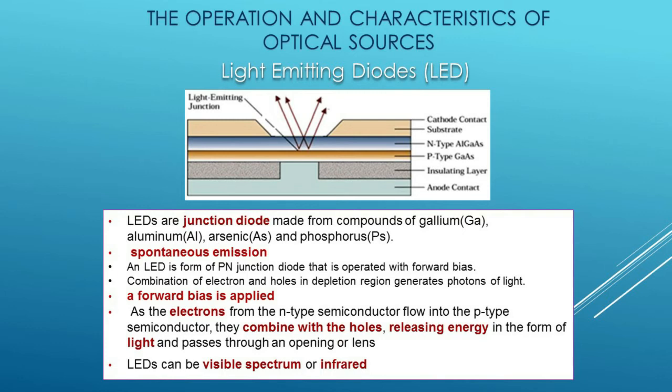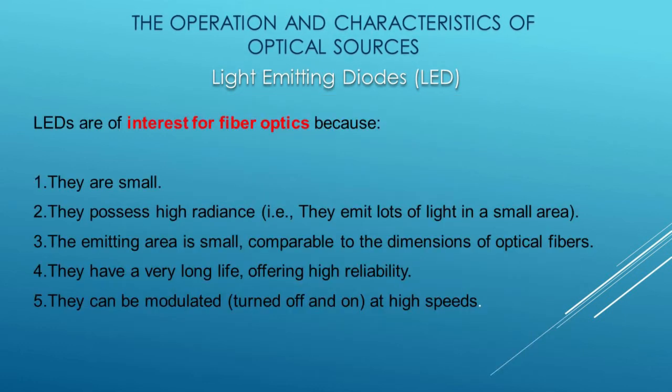When a forward bias is applied, current will flow. As the electrons from the N-type semiconductor flow into the P-type semiconductor, they combine with the holes, releasing energy in the form of light that passes through an opening or lens. LEDs can be visible spectrum or infrared.